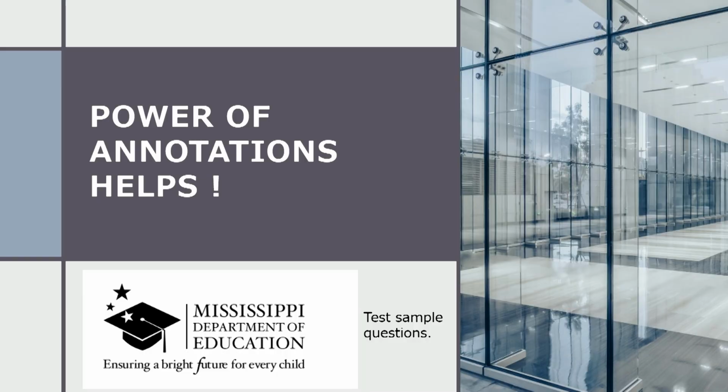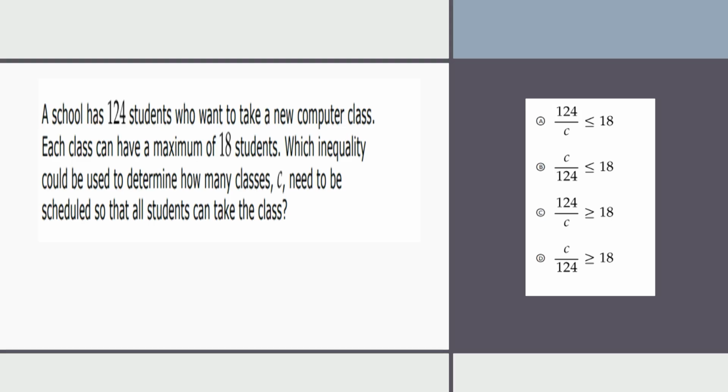So here we go. The power of annotation helps. So we have the power of studying and the power of annotations. We are looking at Mississippi Department of Education test questions. A school has 124 students who want to take a new computer class. Each class can have a maximum of 18 students. Which inequality could be used to determine how many classes C need to be scheduled so that all students can take the class?